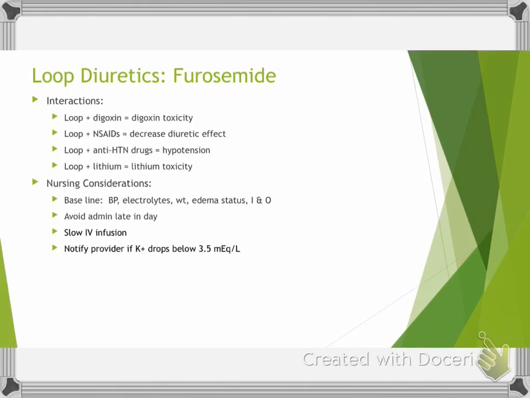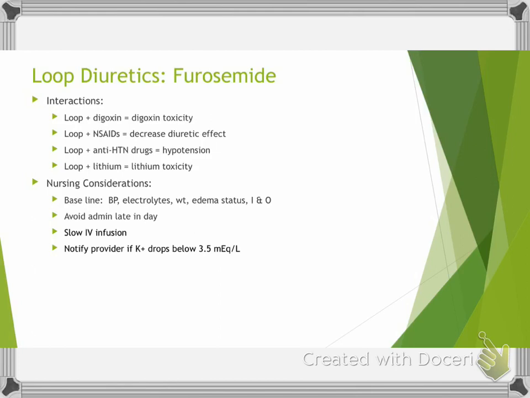So interactions are here. Basically, it's going to cause toxicities, things that decrease the... So with DIG toxicity, we're looking for ventricular dysrhythmias due to the hypokalemia. So we want to monitor DIG levels. We usually use potassium-sparing diuretics to reduce the risk of this instead of using loop diuretics with digoxin.